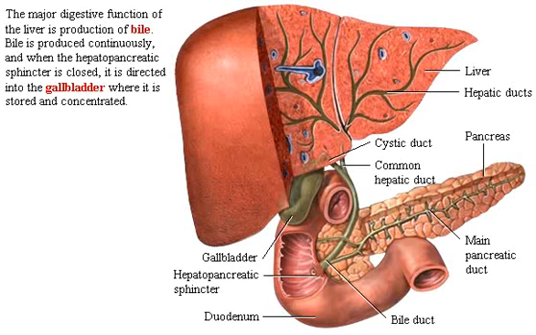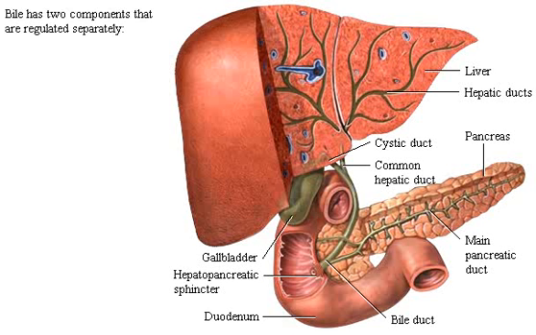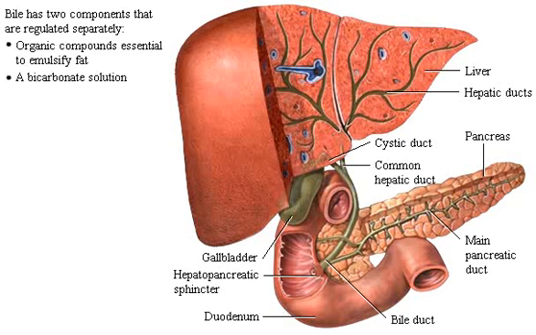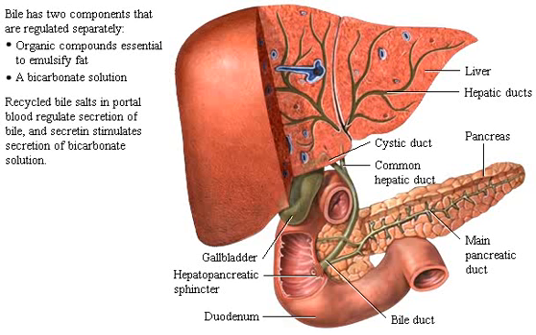The major digestive function of the liver is the production of bile. Bile is produced continuously. When the hepatopancreatic sphincter is closed, bile goes to the gallbladder where it is stored and concentrated. Bile has two components that are regulated separately: organic compounds that are essential to emulsify fat, and a bicarbonate solution. Recycled bile salts in portal blood regulate secretion of bile, and secretin stimulates secretion of bicarbonate solution. Click the liver to begin.